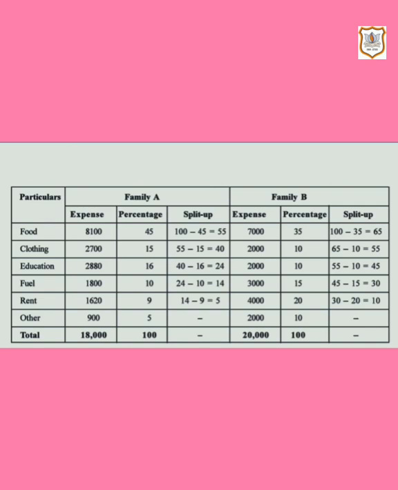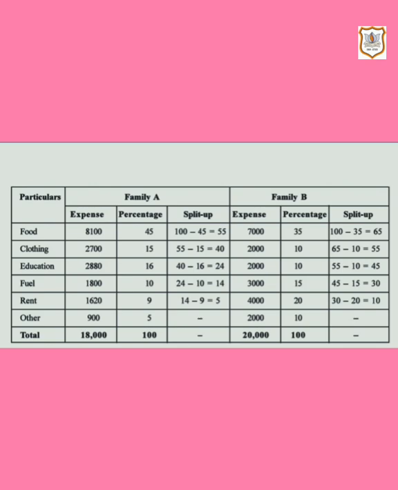So, if the total expense is 18,000, then 18,000 will be considered as 100. That means 8,100 will be how much percentage? So, how will you find the percentage? 8,100 into 100 divided by 18,000. That gives you 45. Then 2,700 into 100 divided by 18,000, that gives you 15.